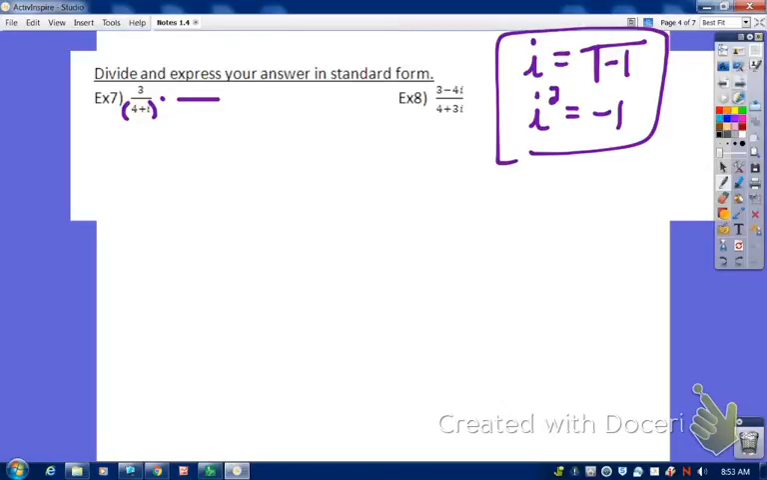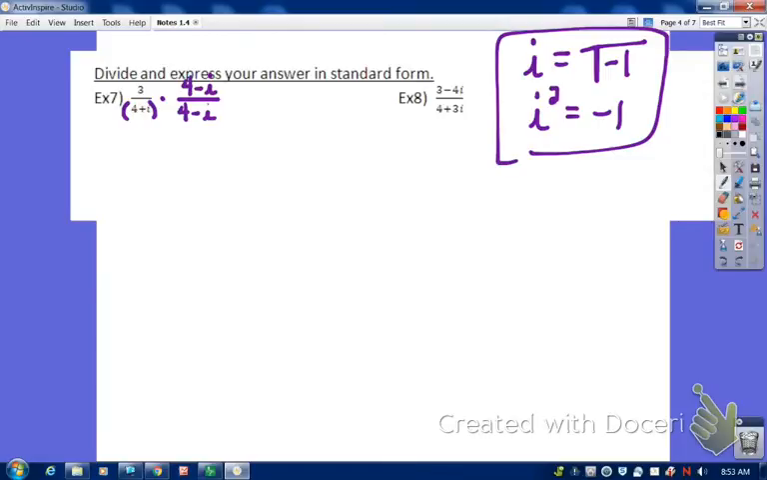Conjugate. And what's the conjugate for 4 plus i? 4 minus i. Whatever we multiply times the bottom, we also have to multiply times the top. So I have to multiply the top by 4 minus i, and I have to multiply the bottom by 4 minus i. That's the only way you're going to get all of the i's out of the denominator. You can't have an i in the denominator because it's a square root.